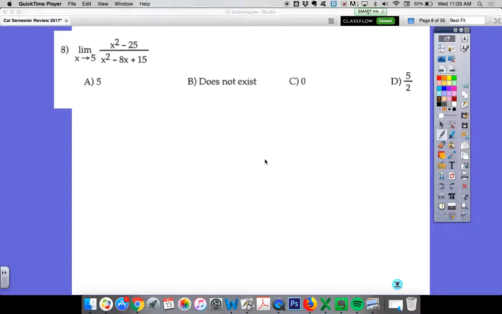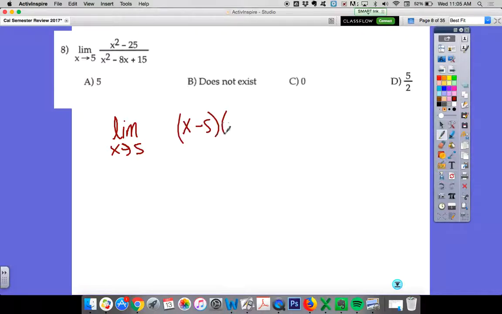Alright, so gonna finish up with the limits. I would just assume that you need to factor and reduce. Now, I wouldn't even want to put the 5 in there right now anyway, just because everything's so big. So you got x minus 5, x plus 5, and then let's see here about the bottom. X plus 5 and x minus 3.